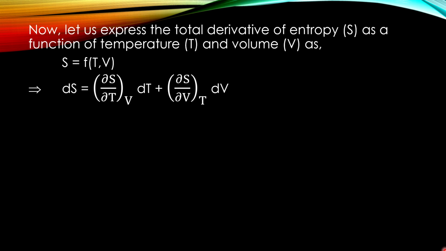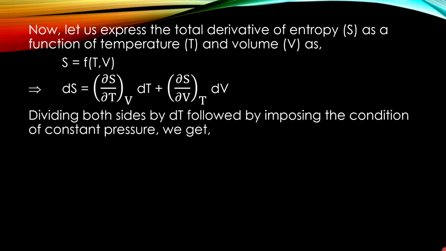This one does not need any more elaboration. We know all about this. Now we have to divide both sides by dT and impose the condition of constant pressure. So what would happen? This becomes (∂S/∂T)_P. Here dT would vanish, so this one will remain unchanged. But here, this one will be multiplied with (∂V/∂T)_P.